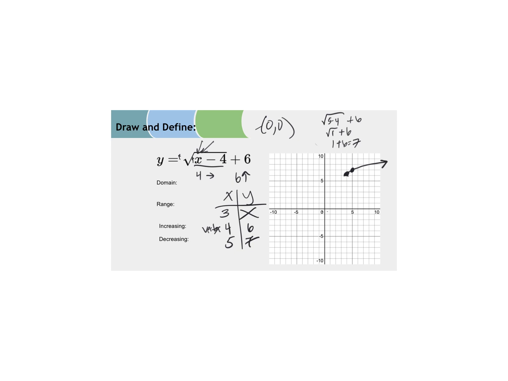So again, when I think about my domain, it's how far to the left the graph starts. In terms of the x-axis, the graph starts at 4. And it goes to the right forever, so that's 4 to infinity. My range, the lowest the graph can go, is 6. And it goes up forever.